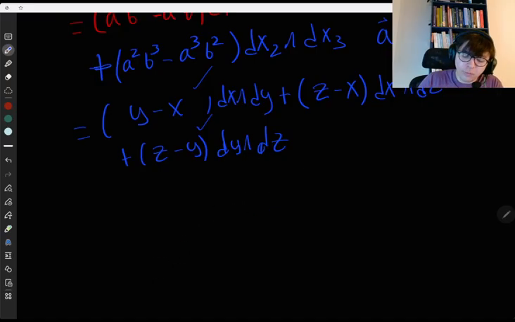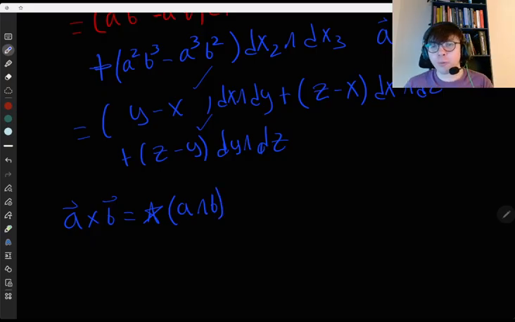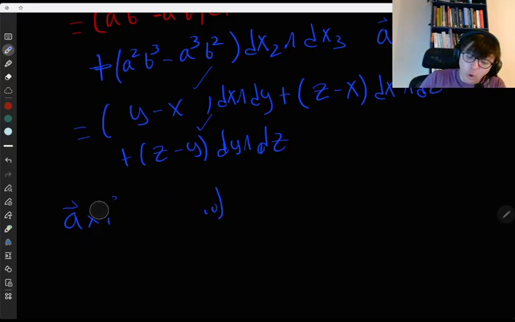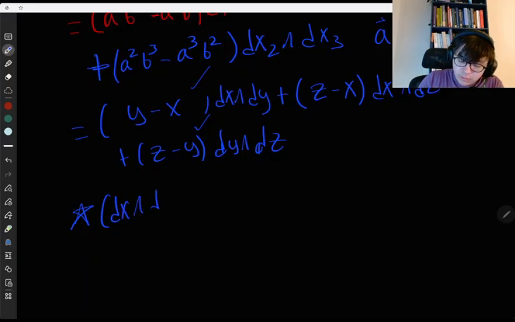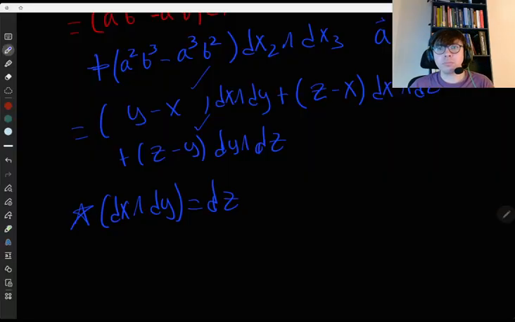Remember what I wrote out above. I said that A cross B was equal to this Hodge star times A wedge B. And this Hodge star is this cool little thing that only acts on our differential forms, and it acts in such a way that it will return a one form.